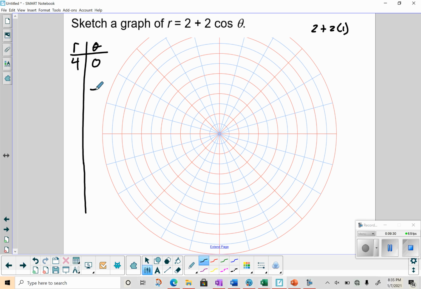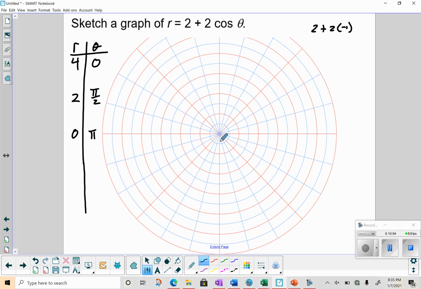And then if I say pi over 2, the cosine of pi over 2 is 0. Well, 2 times 0 is 0. 2 plus 0 is 2. I then go, say, to pi. The cosine of pi is -1. 2 times -1 is -2. 2 plus -2, that gives me 0.